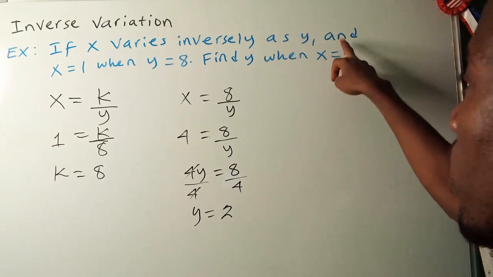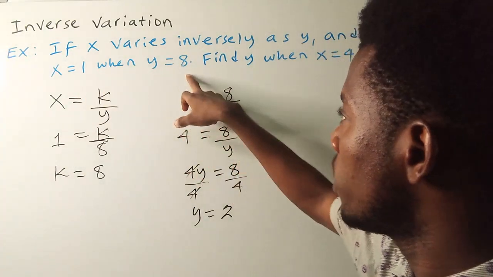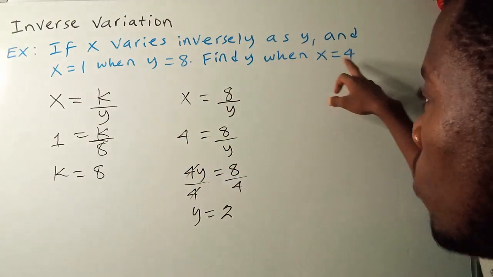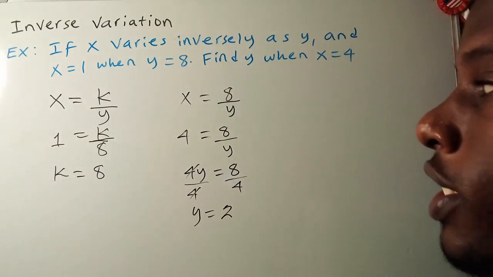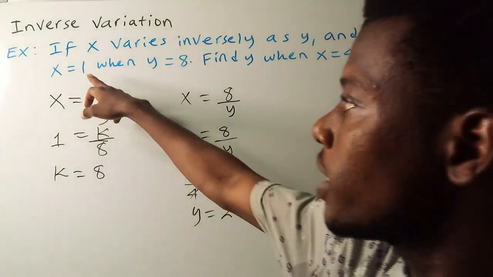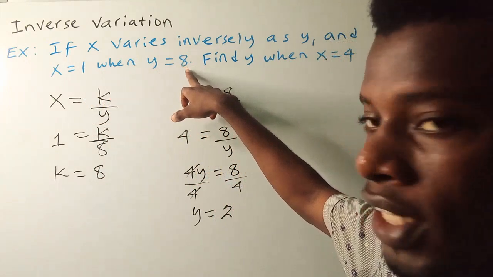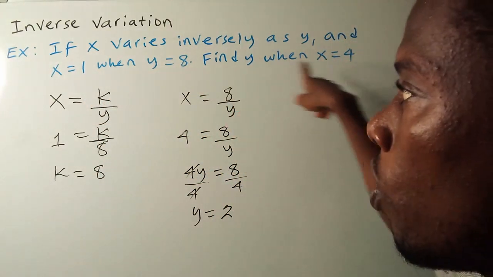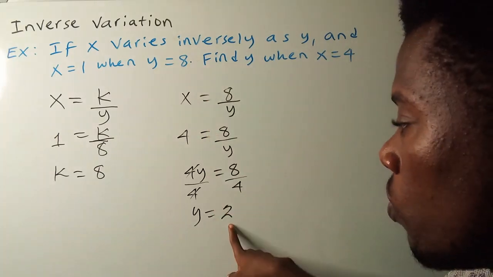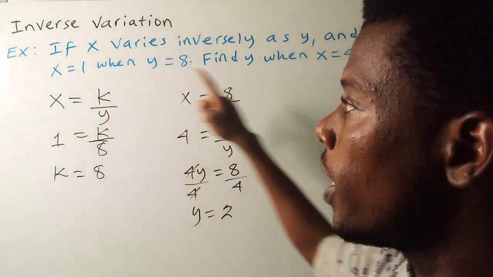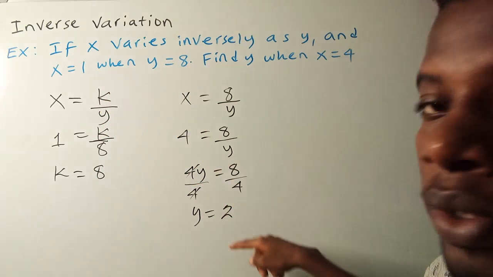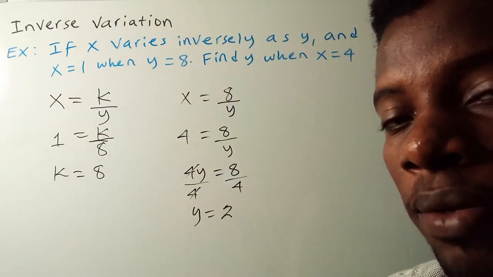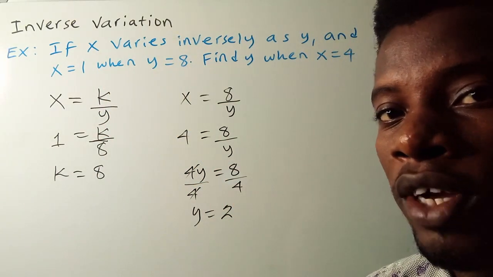So if x equals 1 and y equals 8, we are told to find y when x equals 4. Let's see why this is an inverse variation. x is 1 when y is 8. Now x increases to 4. From 1 it goes to 4. y goes from 8 to what? 2. So an increase in x causes a decrease in y. And that is the general idea of inverse variation.